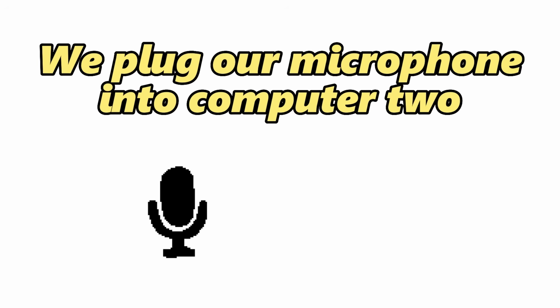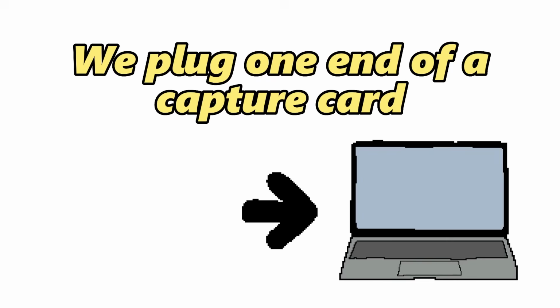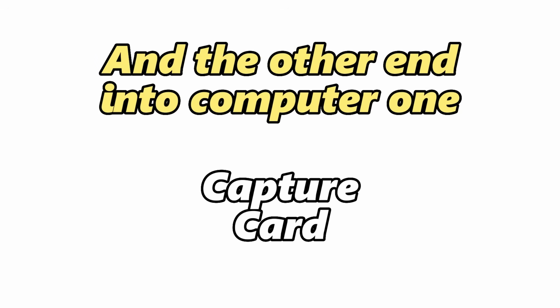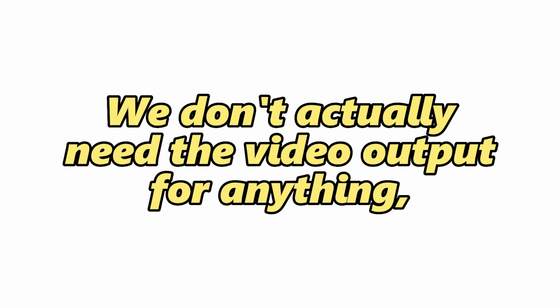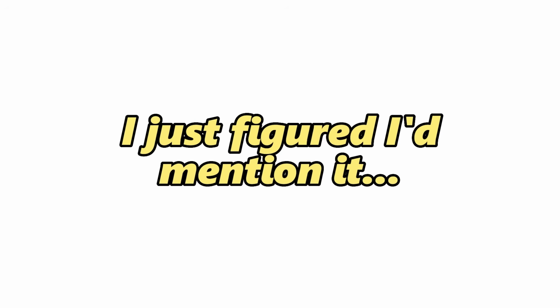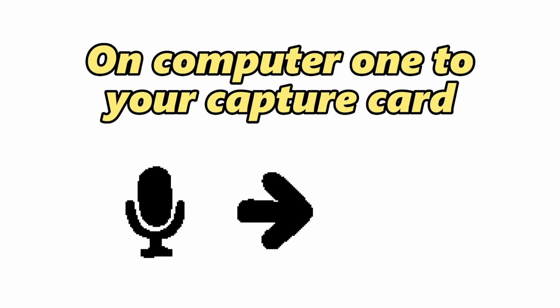Here's the setup. We plug our microphone into computer 2, which is going to be running our program and OpenUTAU. Then we plug one end of a capture card into computer 2 and the other end into computer 1 so we can get the audio and video output on our main computer. We don't actually need the video output for anything, I just figured I'd mention it. And that should be all you have to do. From here, you can run the program and then focus into OpenUTAU on computer 2 and just set your microphone on computer 1 to your capture card.